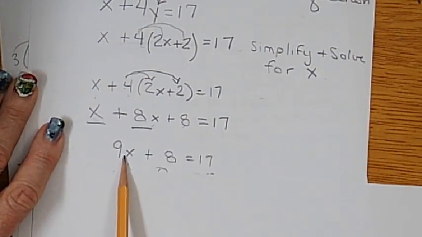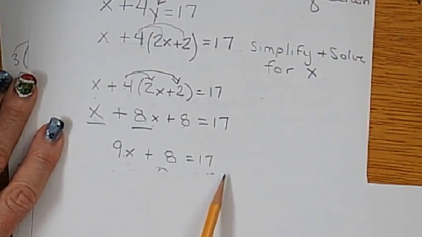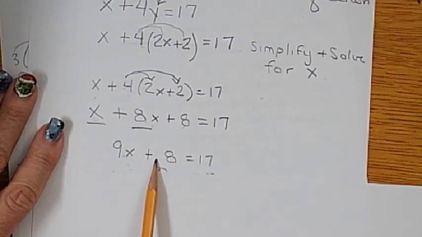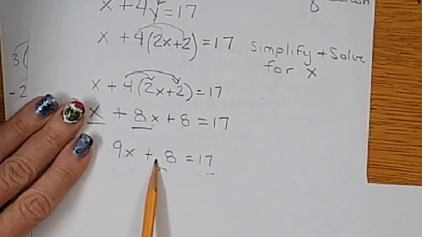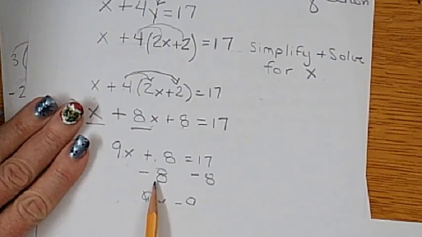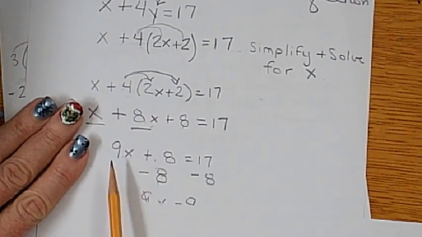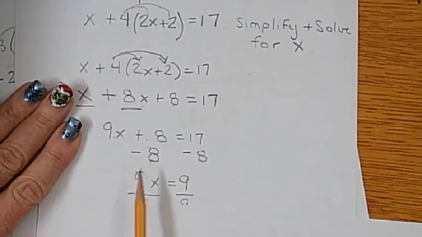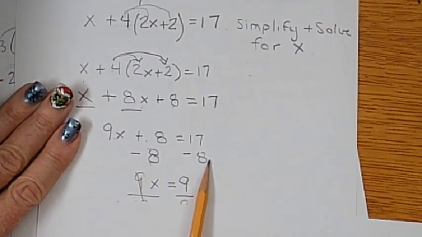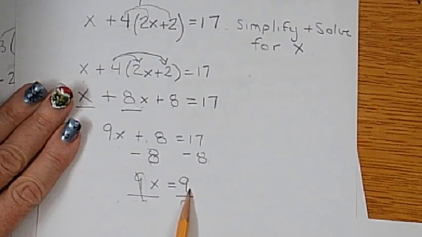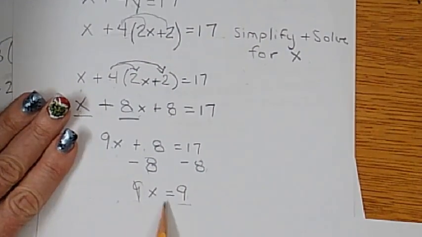Now to get the x by itself, I'm going to want to take the 8 to the other side, and when I do that, I do the opposite. The opposite of add 8 would be subtract 8. What I do to one side, I've got to do to the other side. So the 9x comes down, the 8 went away, and then I subtracted 8 from 17, which gave me 9. So now I have 9x equals 9.